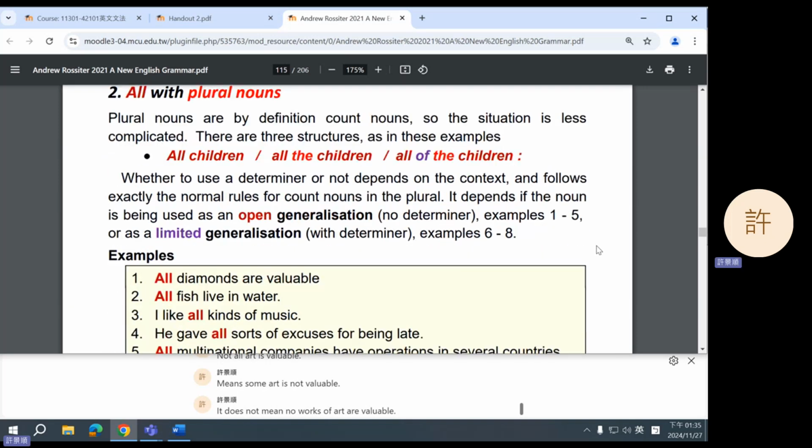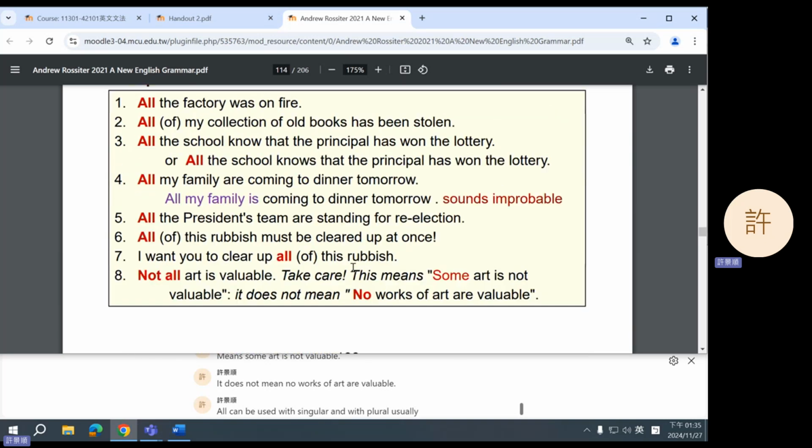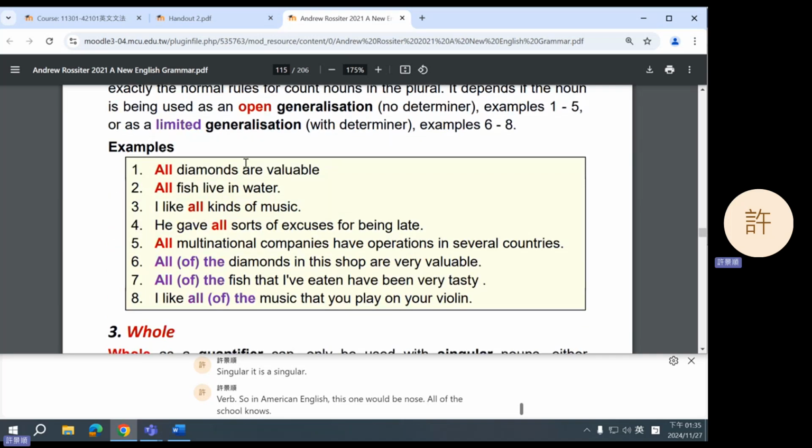All can be used with singular and with plural. Usually with singular, again, this is British English, it is a singular verb. So in American English, this one would be knows. All of the school knows. But with plural, you would have plural. All diamonds are, all fish live, all kinds.